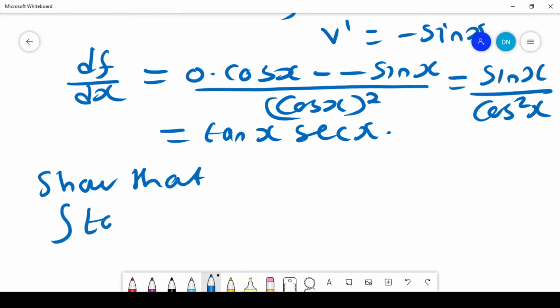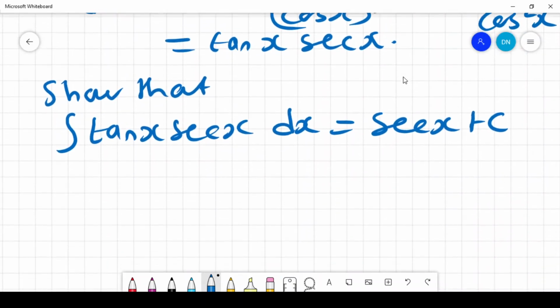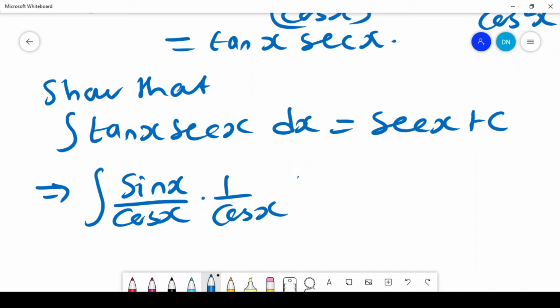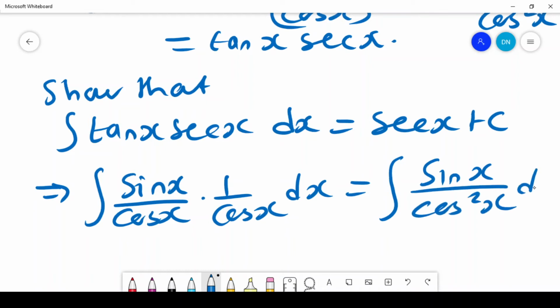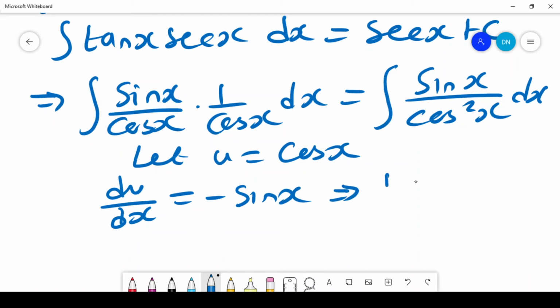So the integral of tan x sec x dx will give me sec x plus c, just a constant of integration. So how do I do that? I'll write it as sine x over cos x times 1 over cos x dx, and that will be the integral of sine x over cos squared x dx. So I let u equal cos x, and I want to use the substitution method. Then du over dx is equal to negative sine x, and that means my dx is equal to minus du over sine x.